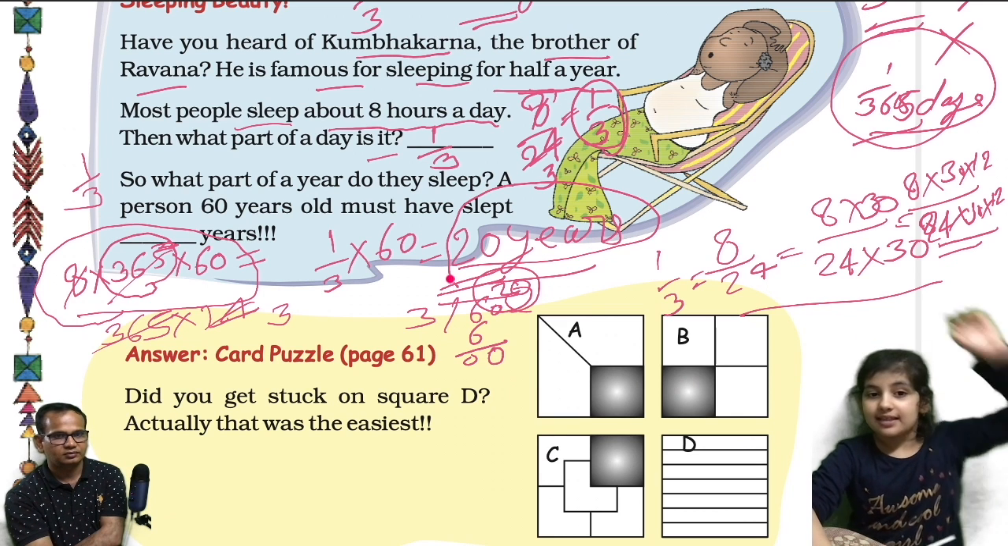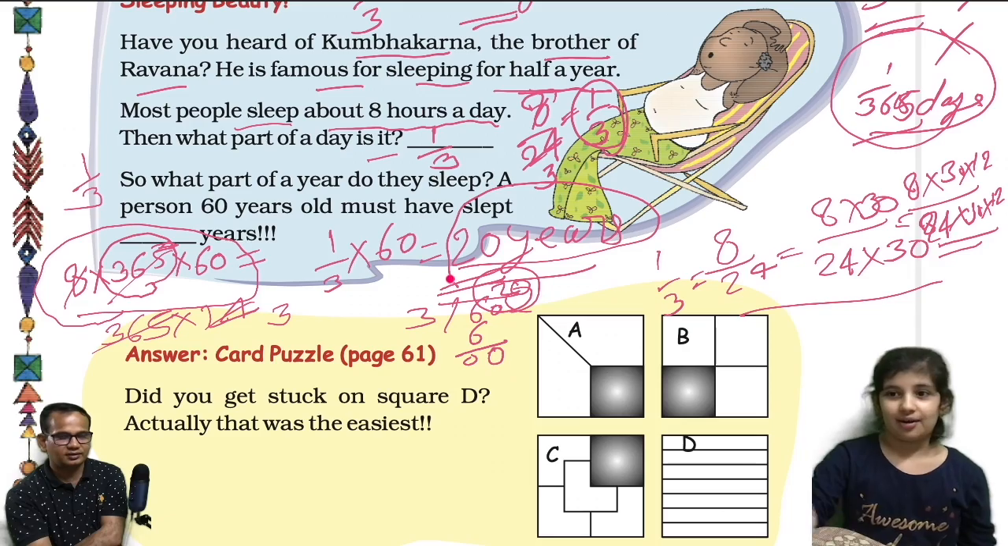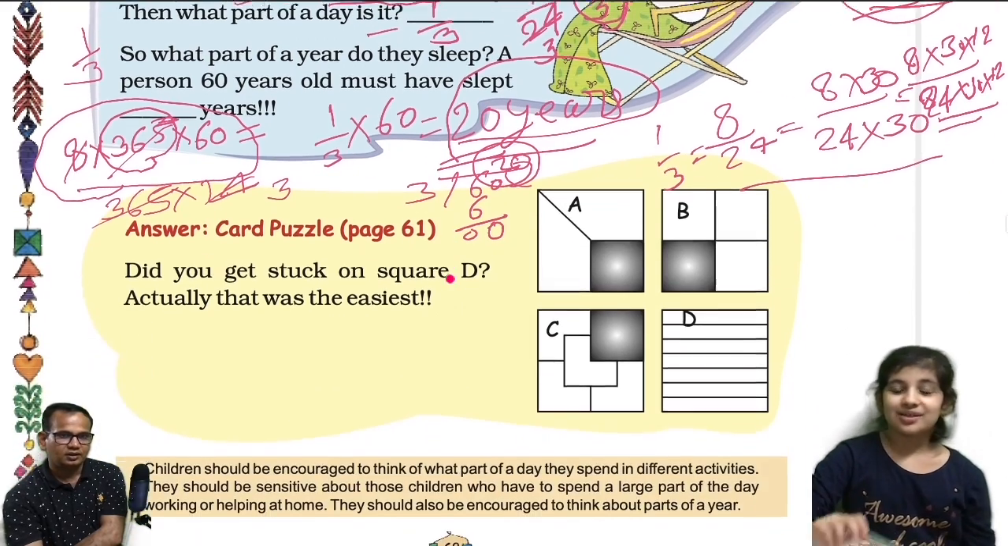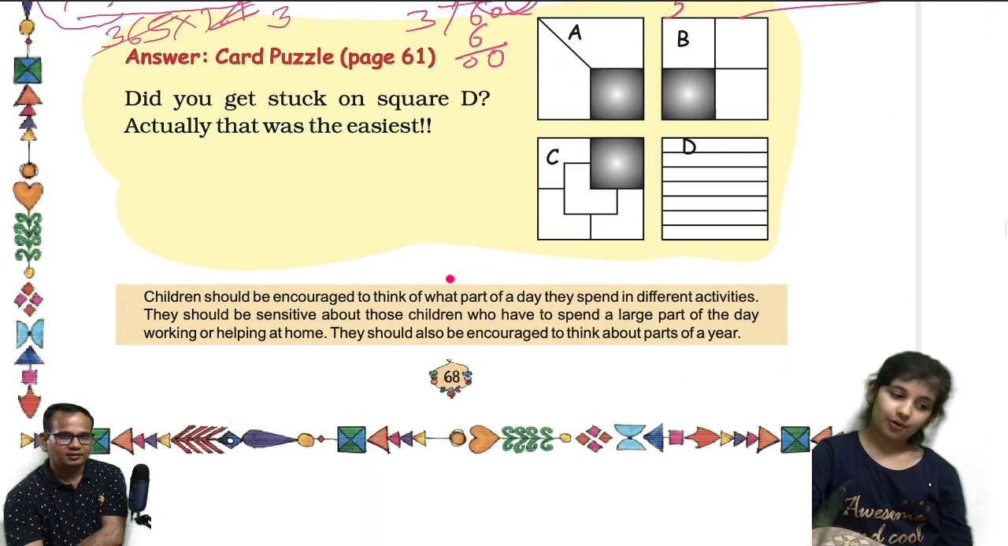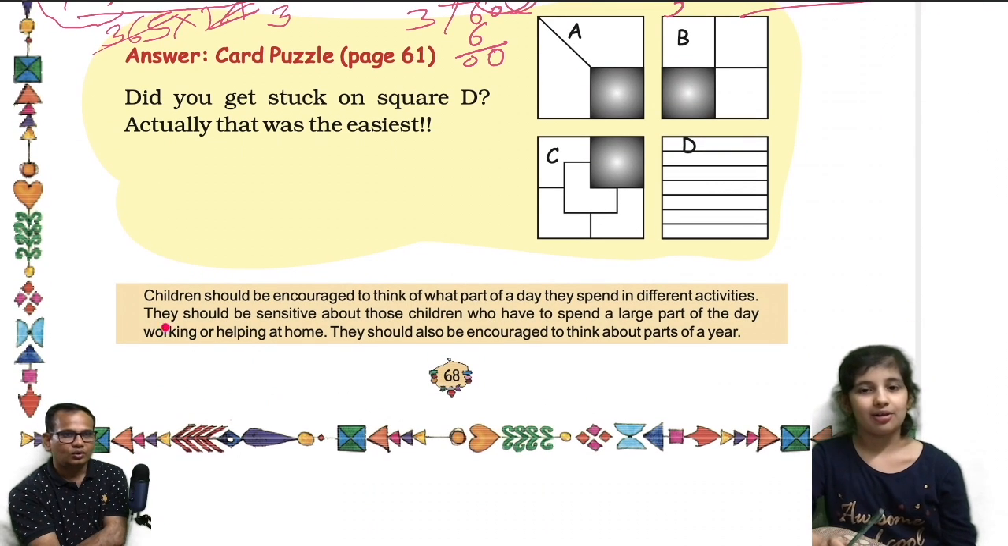Answer card puzzle page 61. This we did already. All this way I already did, but I did not copy it. Before doing this, I already did all. Okay.